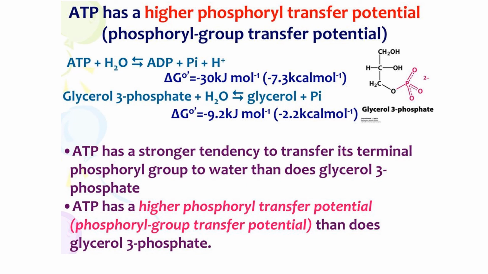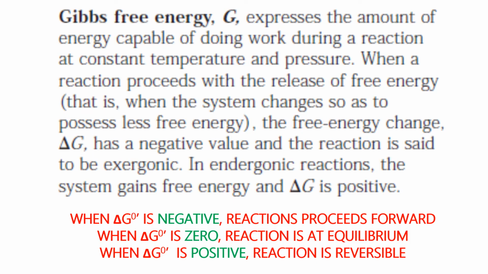ATP has a higher phosphoryl group transfer potential. You see, when ATP releases energy, it is 7.3 kilocalorie per mole. It is releasing, that's why the negative sign. And it has a stronger tendency to transfer its terminal phosphate group to water than does glycerol 3-phosphate. ATP has a higher phosphoryl transfer potential than does glycerol 3-phosphate. So what do we mean by saying that ATP has more phosphoryl transfer potential? It's very clear from here. This is a basic idea about this unit, this chapter.